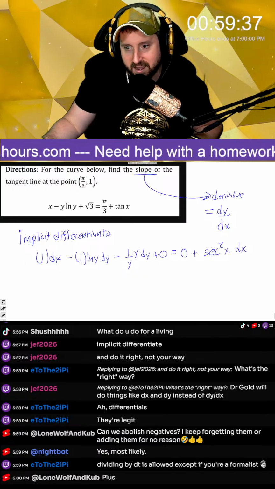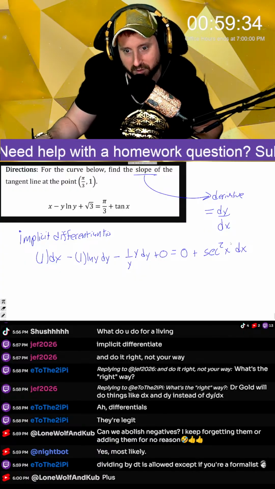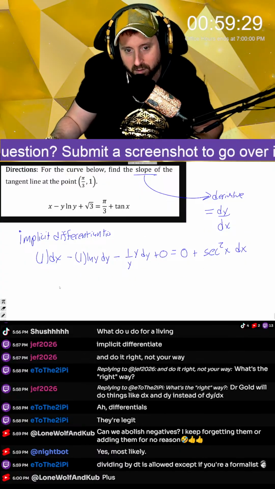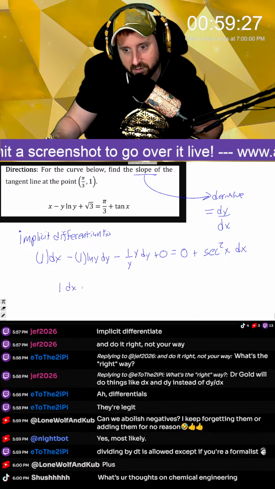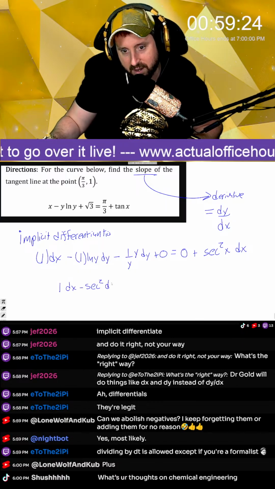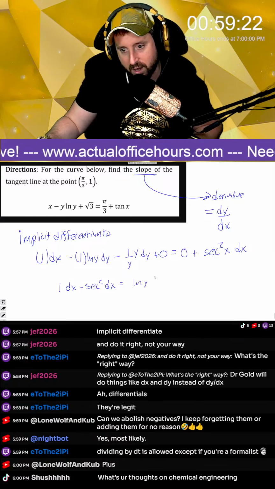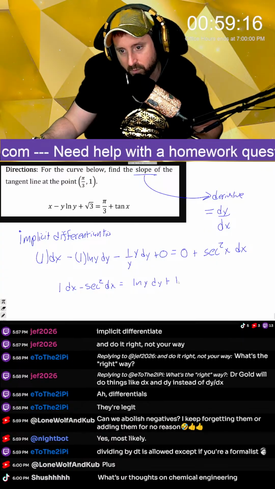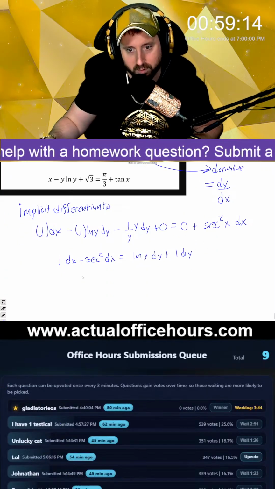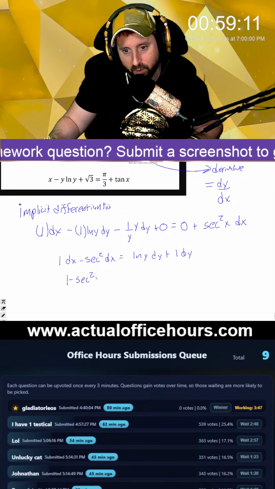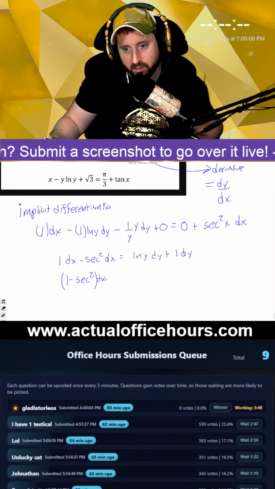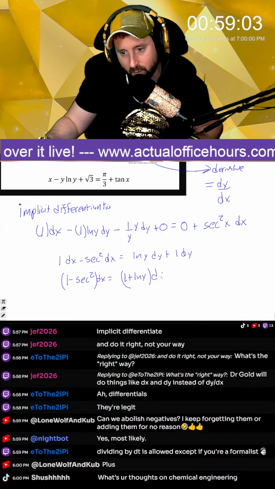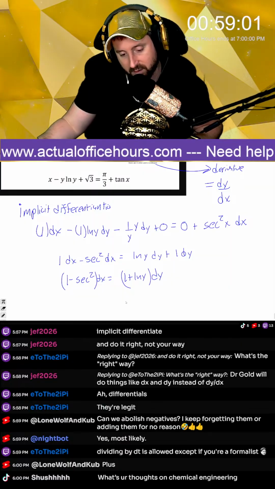All right. Next thing to do is put all the dx stuff on one side, put all the dy stuff on another. I'm going to move these things over. I'm going to move this thing over here. So I'm going to say 1 dx minus secant squared dx is equal to ln of y dy plus y over y is just 1, so just plus 1 dy. And now I'm going to group. So this is going to be 1 minus secant squared dx is equal to 1 plus the ln of y dy. This is a trig identity.